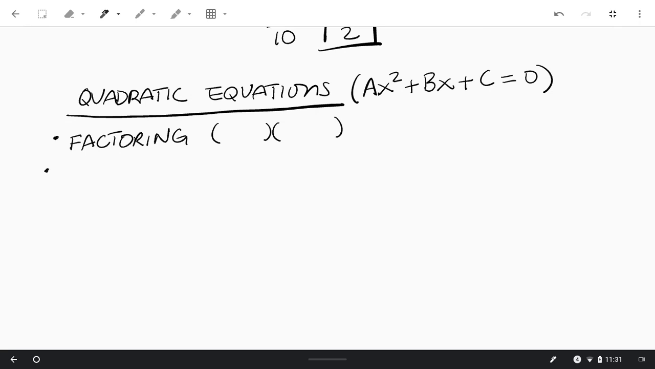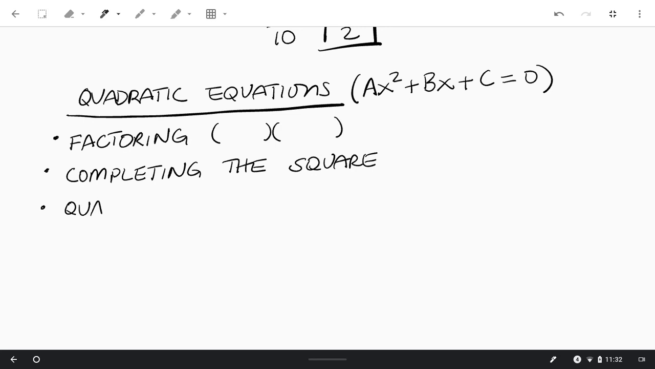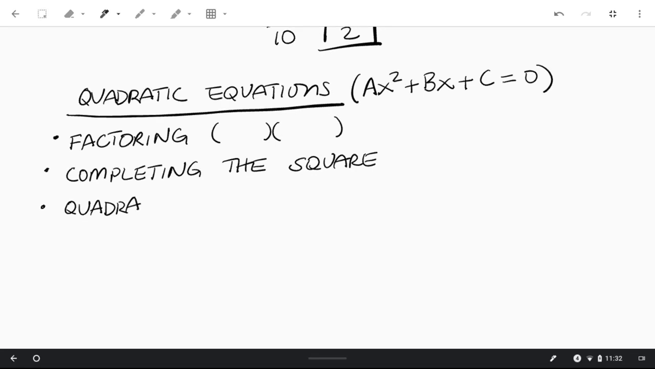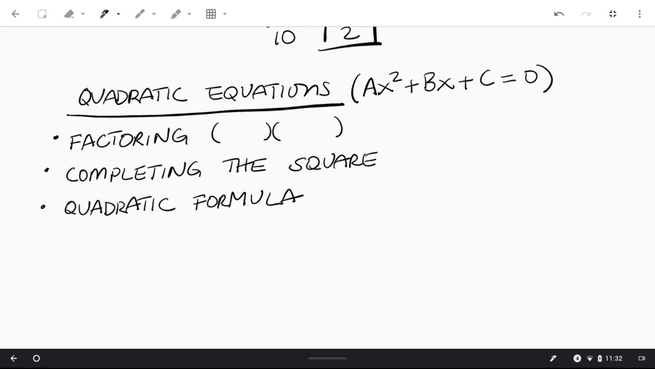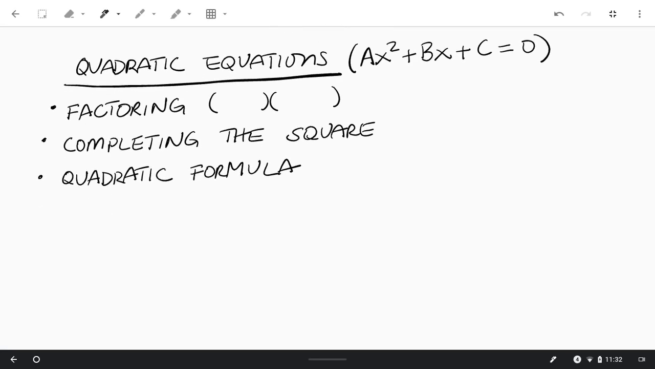That kind of factoring. We're going to take a look at completing the square. We're looking at that method. Okay, and then we're going to look at a third method, which is the quadratic formula. And hopefully you all have the quadratic formula memorized, and you all own a t-shirt that has the quadratic formula on it. If you don't own a t-shirt, you should definitely go online and order one.